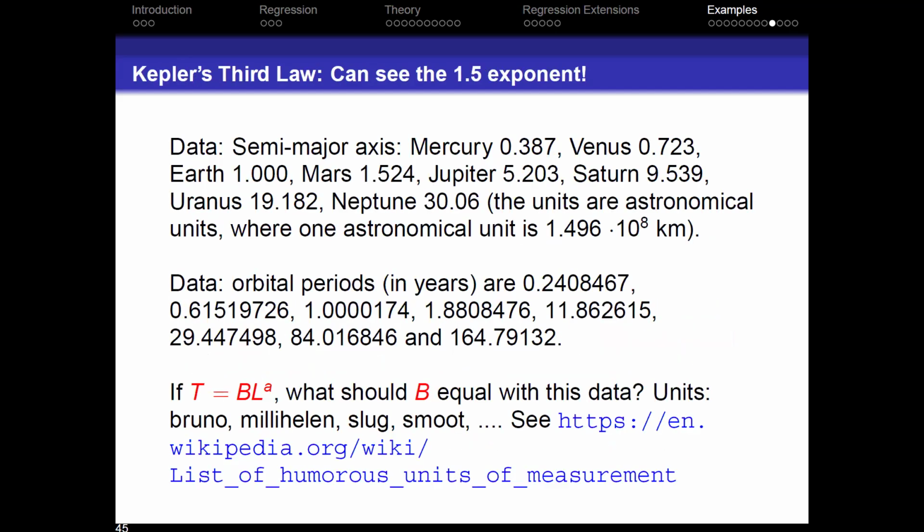Before we do that, I'm assuming most people do not know the distances from the planets to the sun. So I have recorded that for you, and I've recorded the orbital periods. I am using astronomical units to measure the distance. So 1 astronomical unit is the average distance from the Earth to the sun. Looking at this data, can you approximately tell me what B should equal?